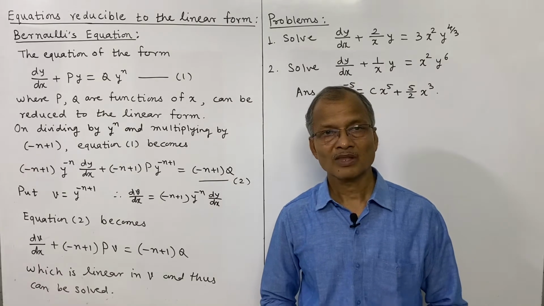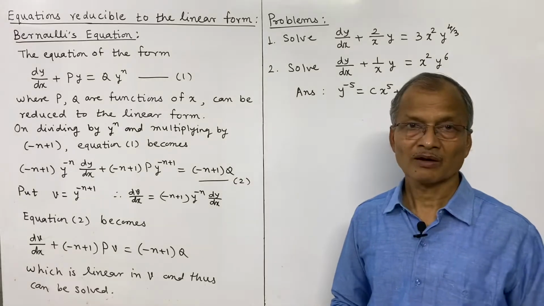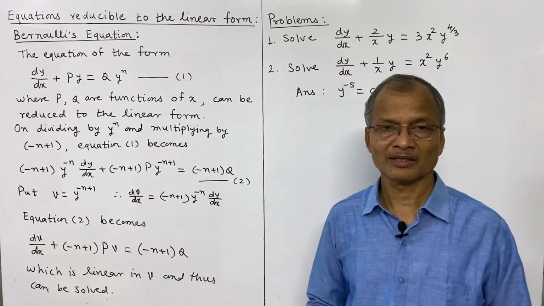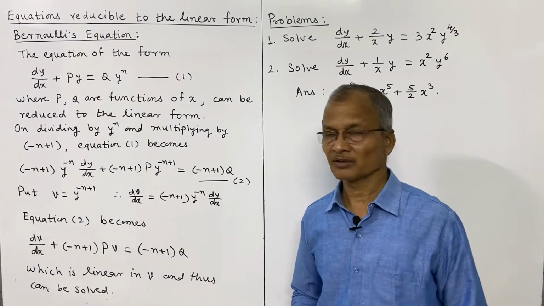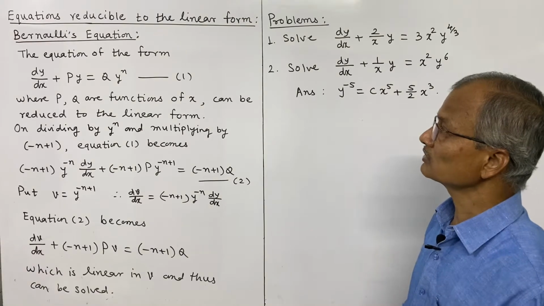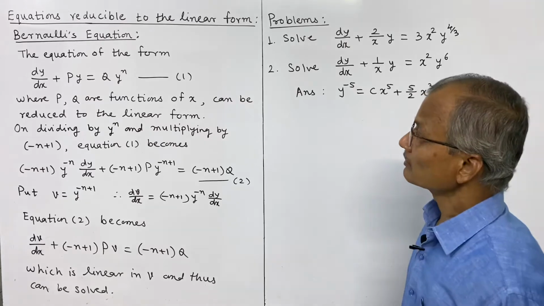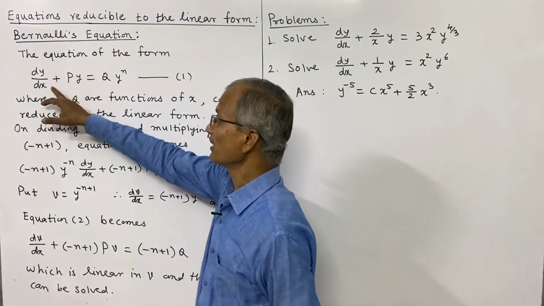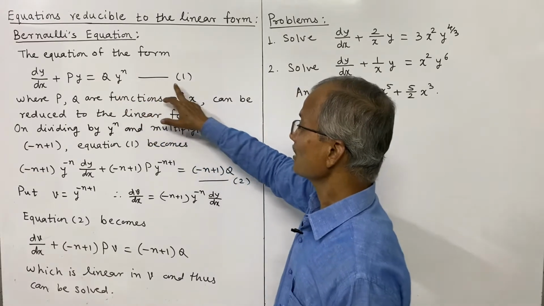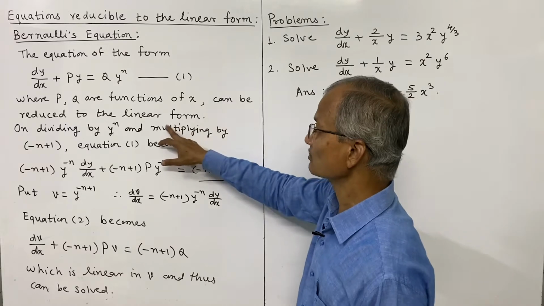In this lecture, we shall study equations which are reducible to linear form. These types of equations are also known as Bernoulli's equation, by the name of the mathematician Bernoulli. Which type of equations can be reduced to linear form? The equation of the form dy/dx + Py = Q y^n, where P and Q are functions of x. This can be reduced to linear form.